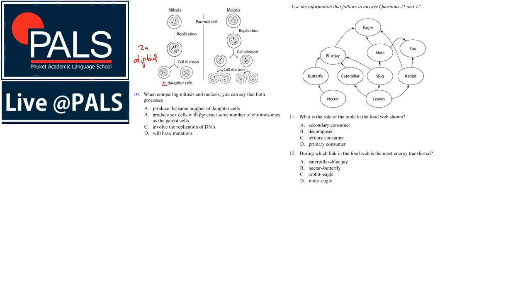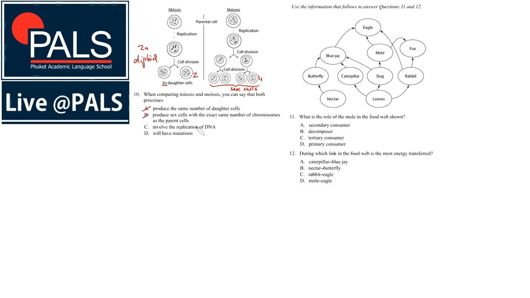Both processes produce the same number of daughter cells. No, this produces 2 and this produces 4. Produce sex cells with the exact same number of chromosomes as the parent cells. No, the statement in general is wrong. So the sex cells are these here, and this is what meiosis is for. Produces sex cells that have half the number of chromosomes as the parent cell. They're haploid. He is wrong.